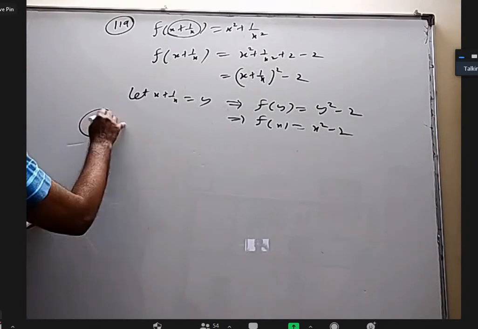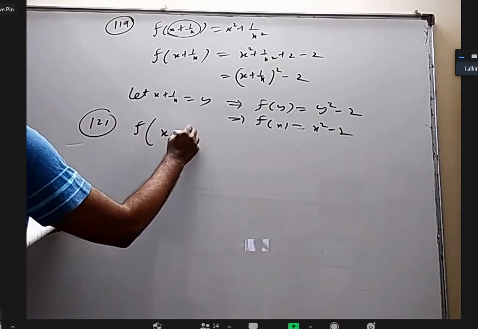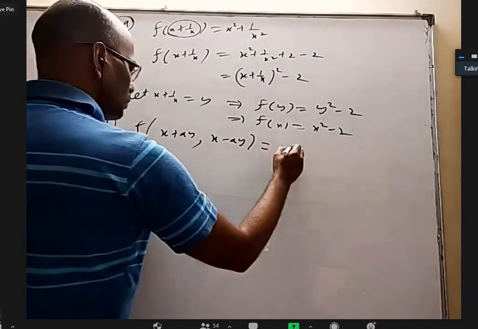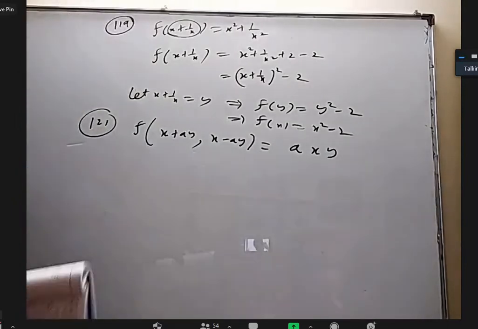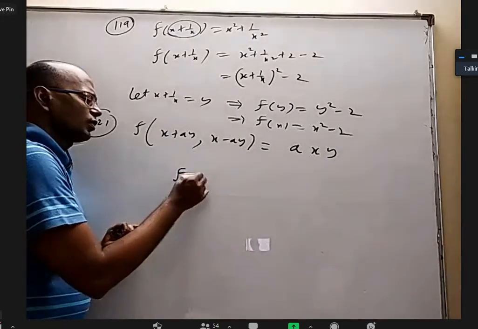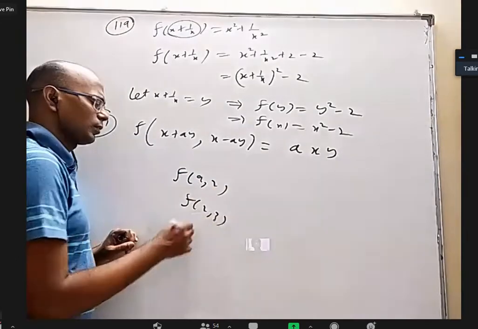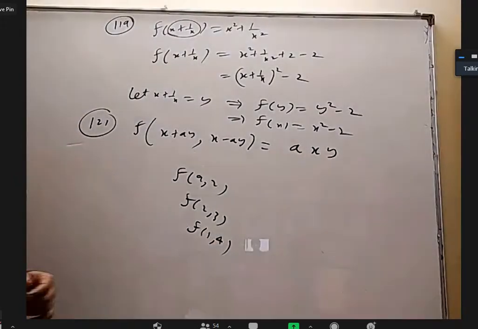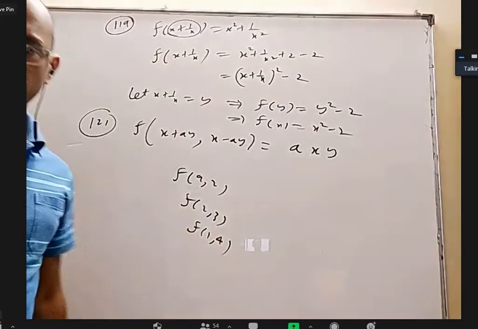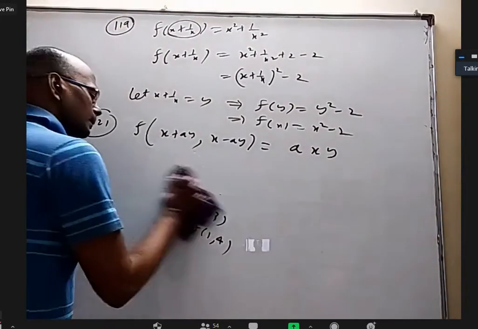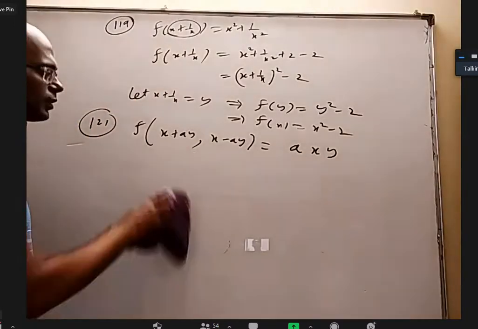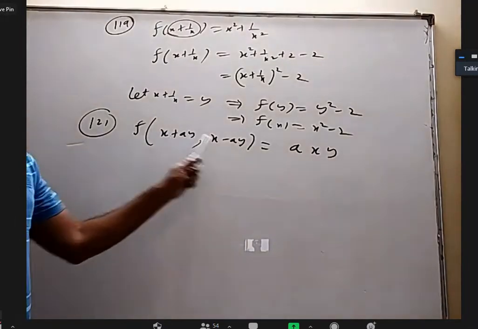Okay, 121. f of x plus ay comma x minus ay is equal to axy. This is a function of two variables. If somebody asks you f of 9, you cannot find here. They have to ask you f of 9 comma 2, f of 2 comma 3, f of 1 comma 4, like that, because there are two inputs here. I'm sure some machines can have two inputs and they'll give one output, right? Maybe a chemical factory, you can combine two chemicals and finally get one chemical. So this is a function of two variables, okay.